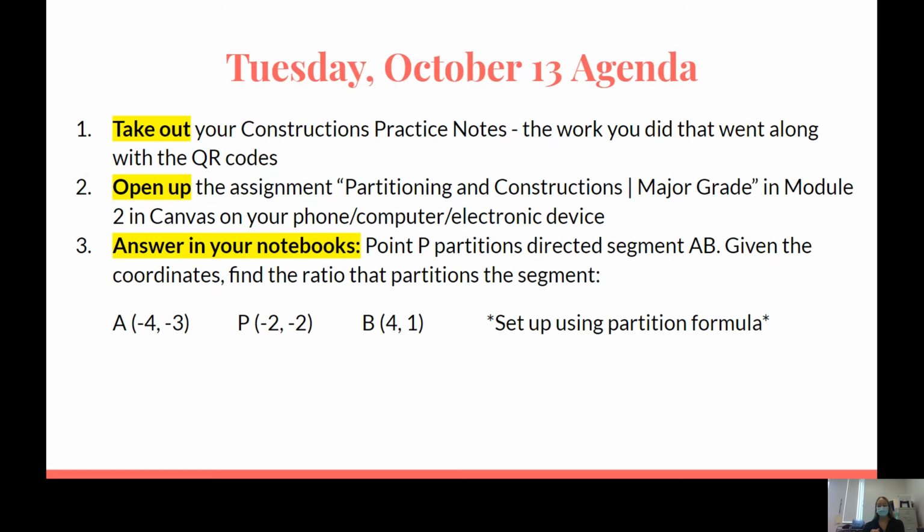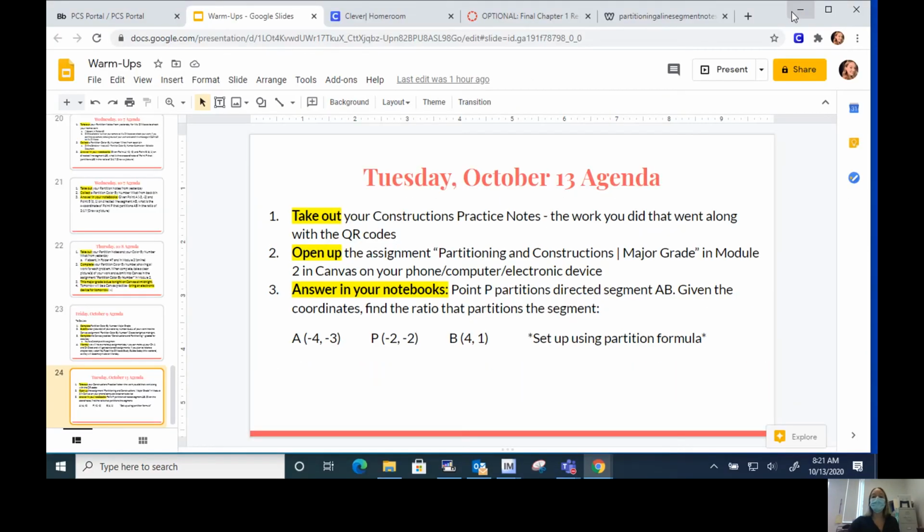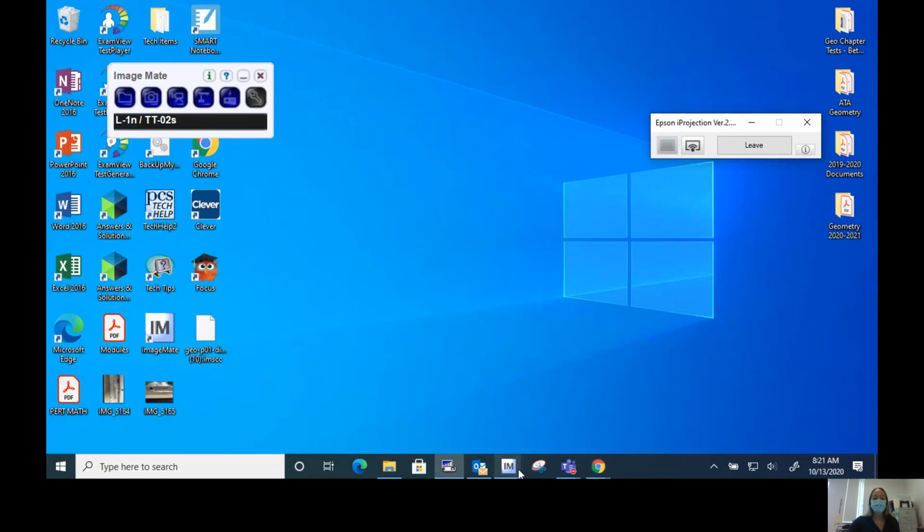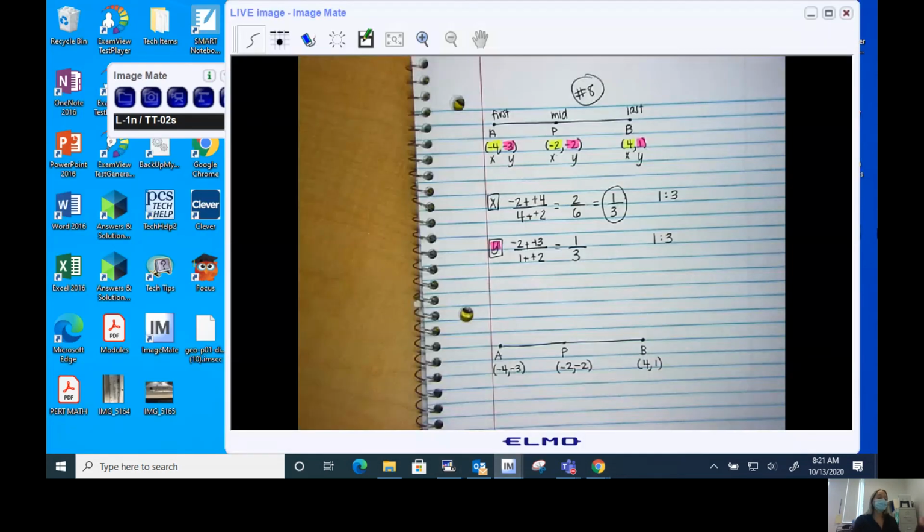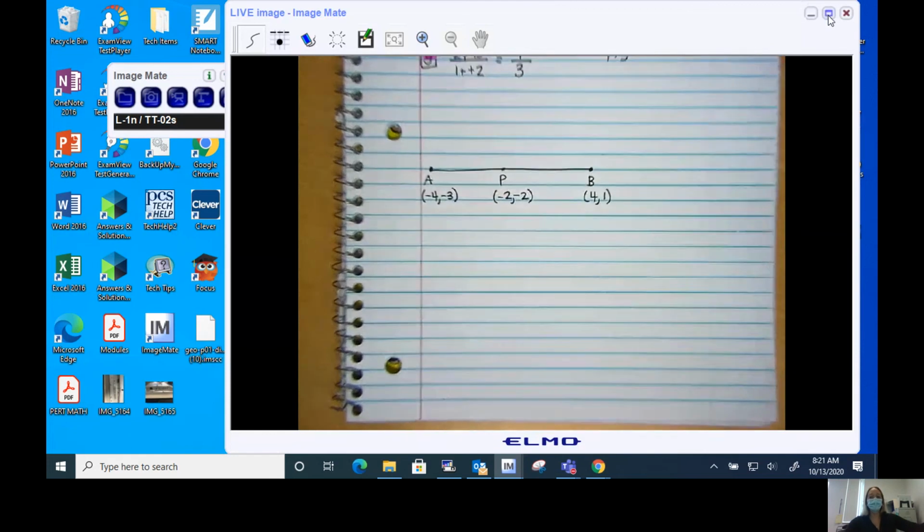All right, so the question says, point P partitions directed line segment AB. Given the coordinates, find the ratio that partitions the segment. It's a little bit different because in the past I've asked you to find the coordinates of the partition point. This time I'm asking you to find the ratio, but we're still going to use the same formula. Who remembers the formula that we use for partitioning?